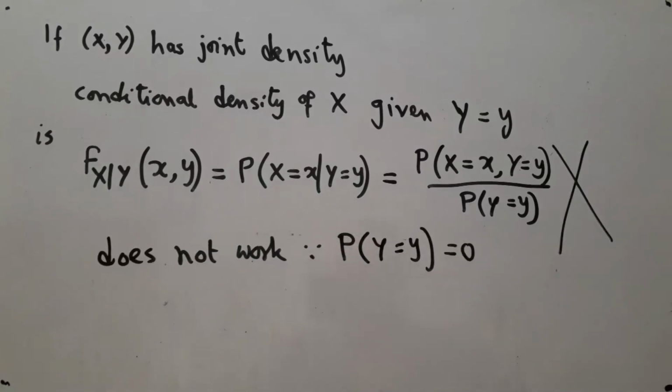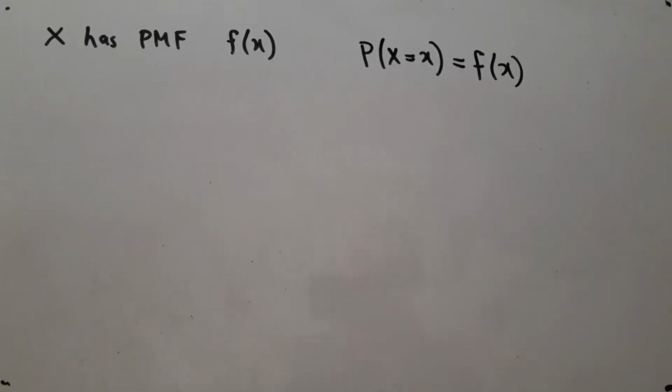So we need to employ a little roundabout trick, a little heuristics. By heuristics we mean some argument which is not entirely rigorous, but still it leads us towards the correct answer, which we can later justify rigorously. In order to understand the heuristics, let's consider this. If x has PMF fx, what does that mean? Probability that x equal to some little x is f of x.